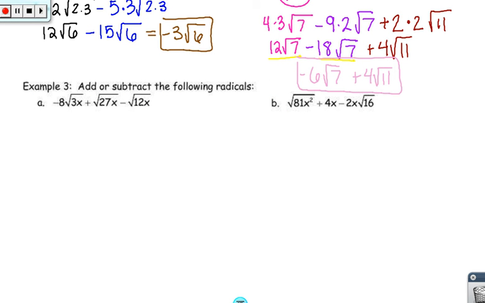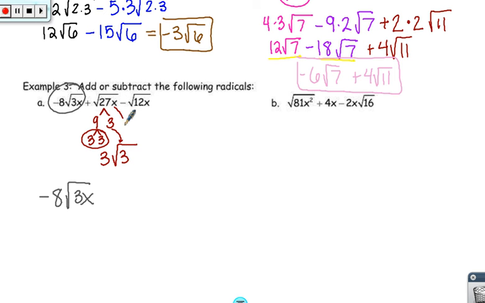All right, example 3. We'll throw in some letters here. Can I break down the square root of 3? No. So that first term stays negative 8 square root of 3x. Can I break down 27? Sure. 9 times 3 is 27. 9 is 3 times 3. Group goes out. So if I take that 3 out, there's a 3 left on the inside, but there's also an x on the inside. So that middle piece becomes plus 3 square root of 3x.